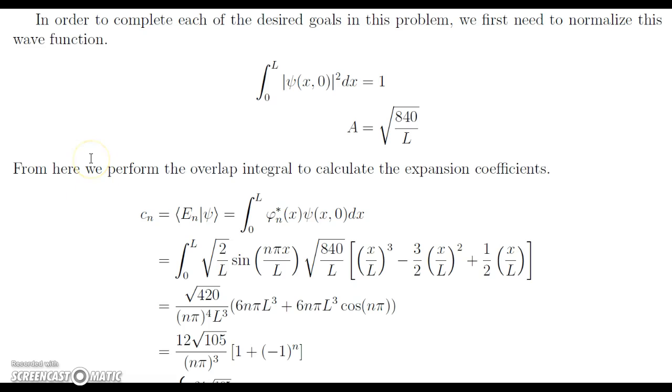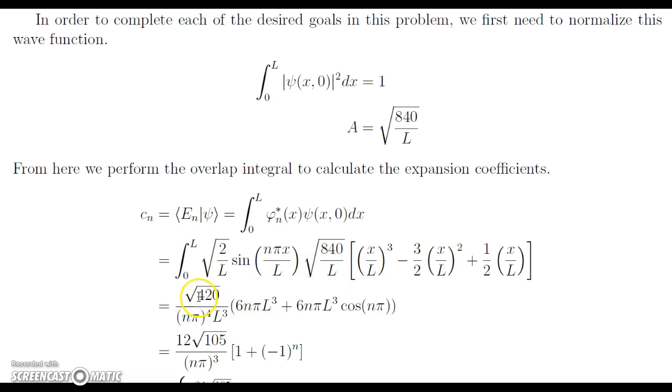So from here, we first are going to perform the overlap integral to calculate the expansion coefficients. So we take the position representation of this inner product here between the arbitrary energy eigenstate and our state psi. And we have this integral here. Then we plug in our energy eigenstate, and then we plug in our new normalized state from above, the initial state, sorry, not eigenstate.